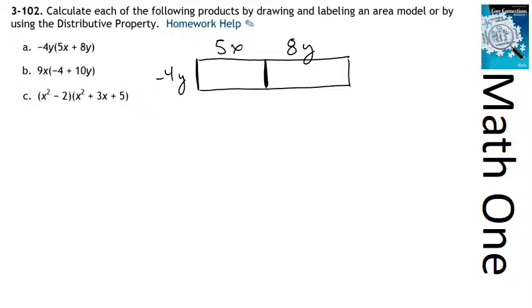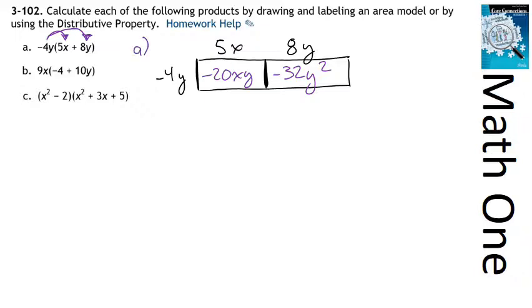Now, using the distributive property, I'm going to multiply this negative 4y times 5x, and I can see the same thing over here in my area model. When I multiply negative 4y times 5x, I get negative 20xy. And then next I'm going to multiply that negative 4y times an 8y. And when I do that, I'll get negative 32, right? Negative 4 times positive 8 is negative 32. And y times y is y squared. So that product is negative 20xy minus 32y squared. That's the answer.